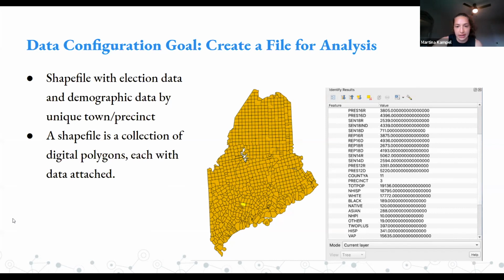We have election data, as in we have presidential elections and senator elections, how many voted Republican versus Democrat. And then at the bottom, you can also see we have total population, also broken up into racial groups per population per racial group. And we get this data from census blocks, and using this data, we can analyze it to see if there's partisan bias.